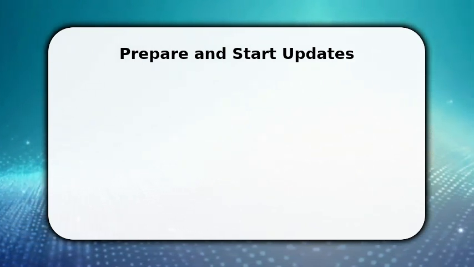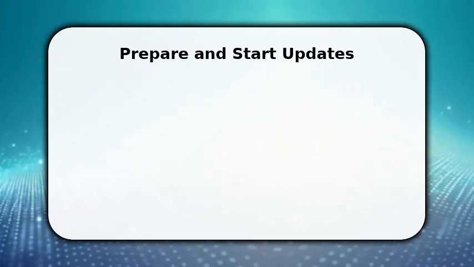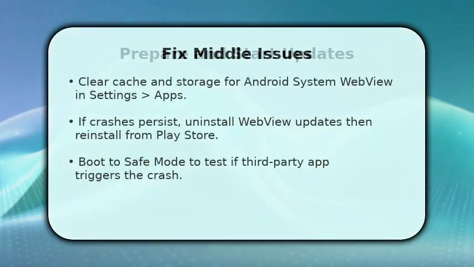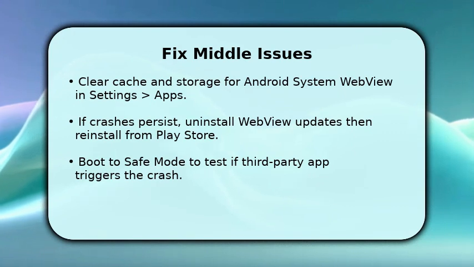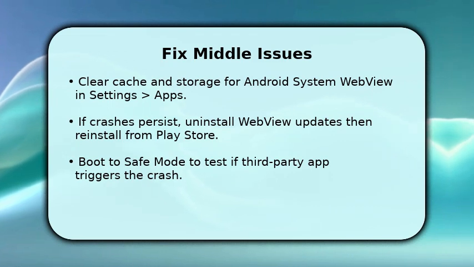After both installs complete, reboot the phone to let the updated WebView bind to running apps and clear transient process conflicts before continuing. Once updated, clear cache and storage for Android System WebView through Settings, Apps, Show System. This removes corrupt temp files that trigger crashes.